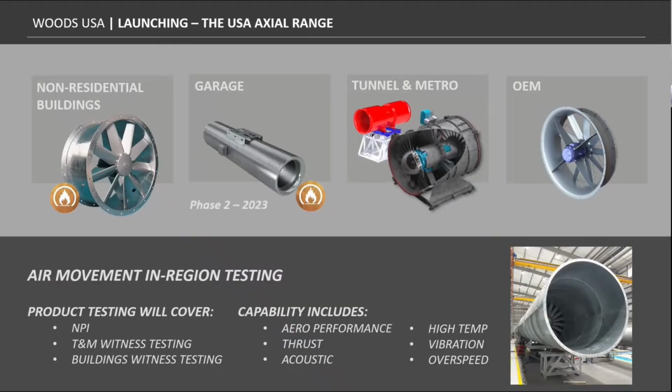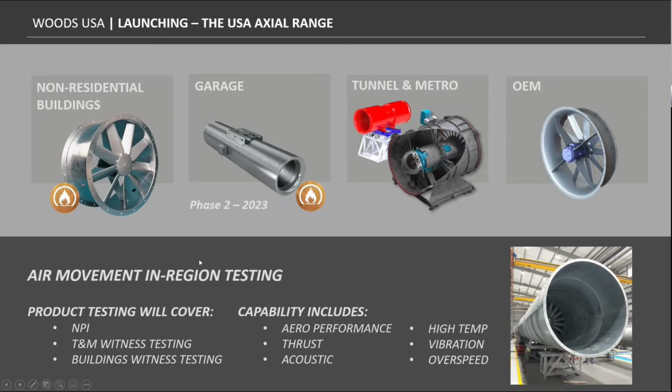And then just a quick overview of the products that we'll be assembling and manufacturing locally for the North American market. So we've got non-residential products. This is our new USA axial range, which has the NEMA motors, garage type fans for pollution control, tunnel and metro systems. So this would be jet fans and also large tunnel extract fans, and then OEM products.